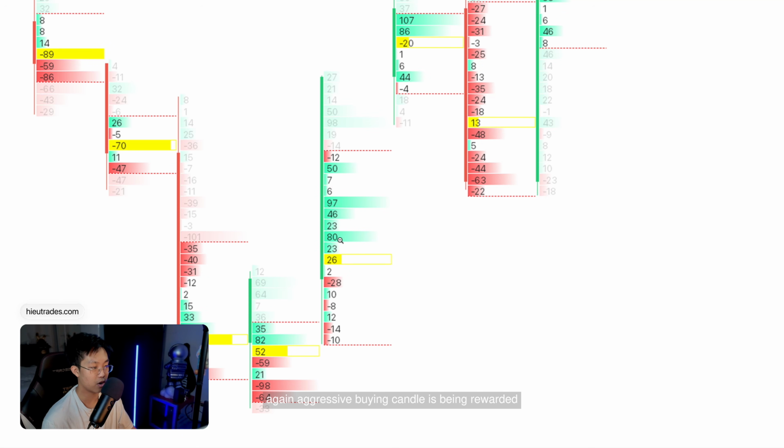Initiation again, aggressive buying, candle is being rewarded. Look at every single level here. Strong positive delta. Buyers hitting the ask is dominating row by row with no significant bid side pushback. And price is moving cleanly higher without stalling at any level. That is initiating buying. And these are the kind of moves you want to be in rather than against.